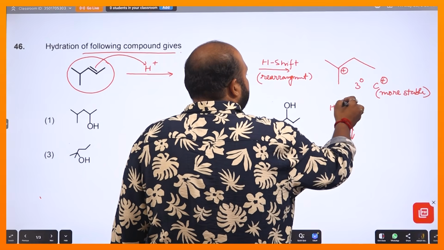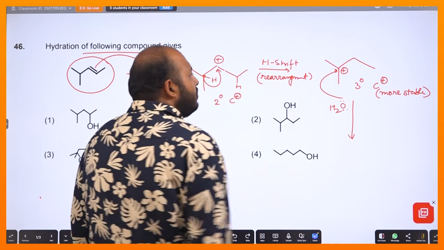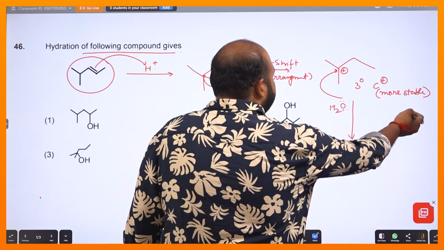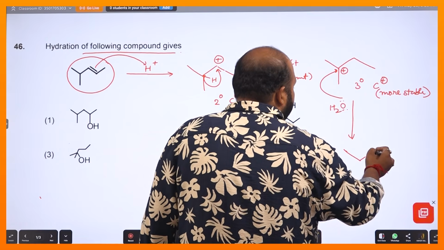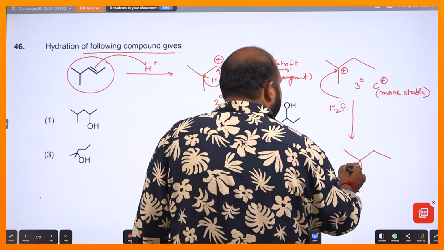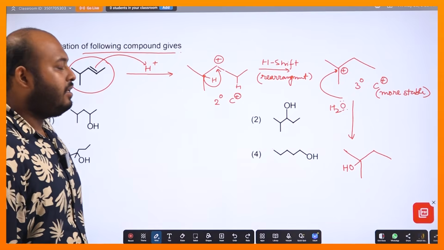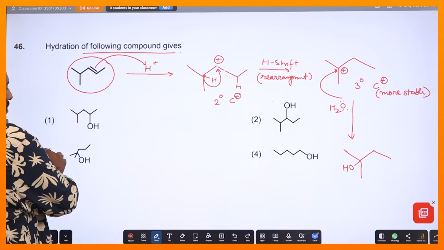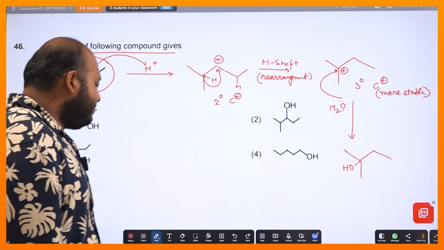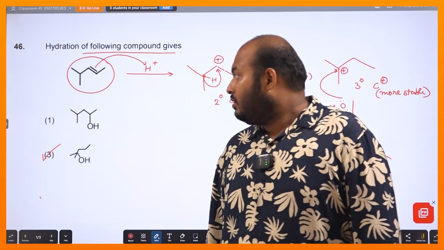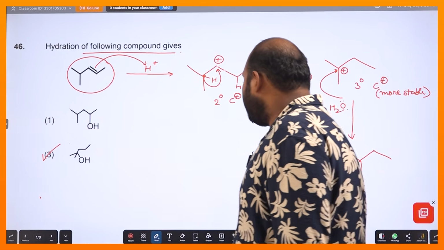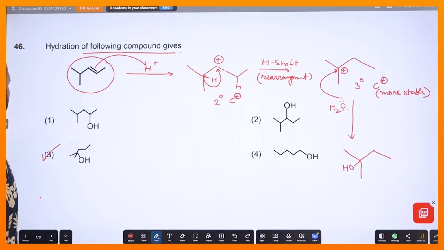Followed by the attack of the nucleophile. In this case, the water is the nucleophile, and we will be getting a product like this. So you can see the option 3 is the correct one. Is the mechanism clear? Okay. So let us move to the next question.